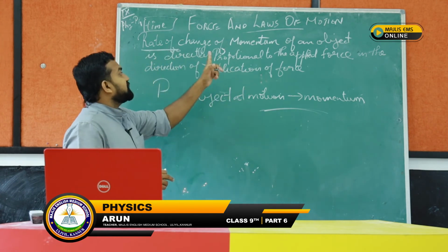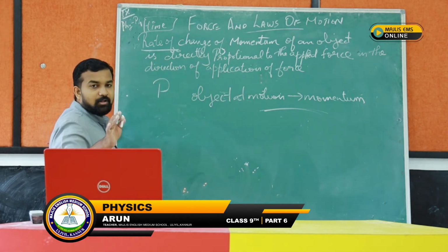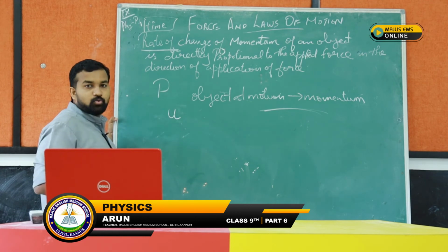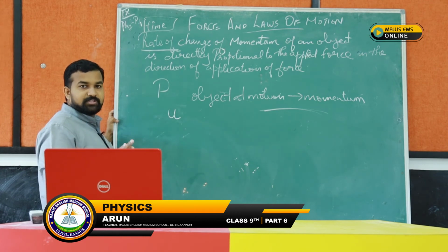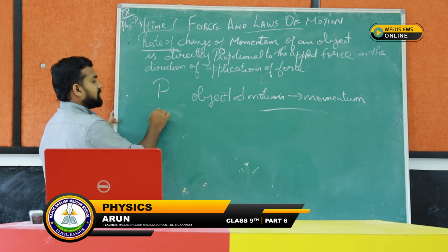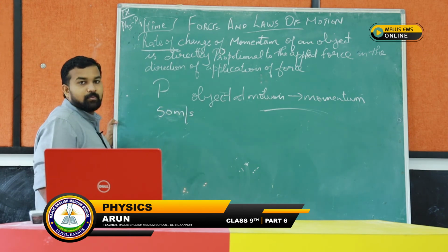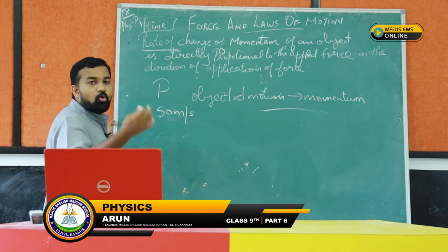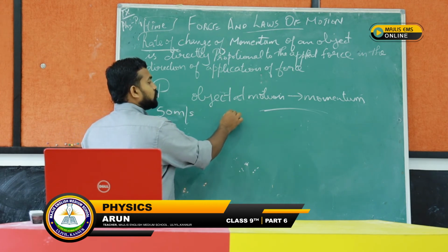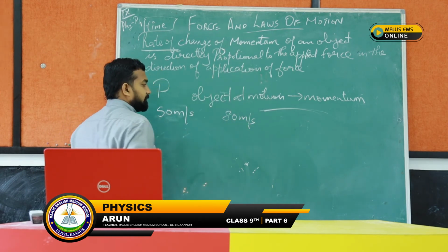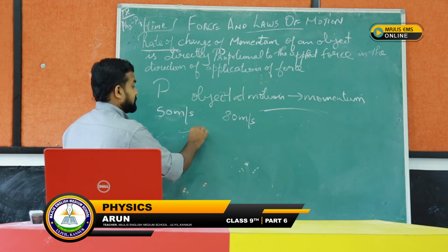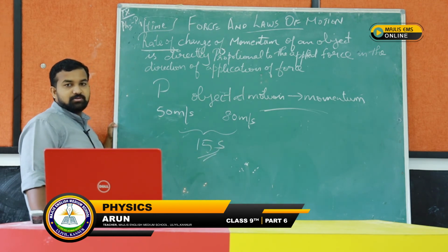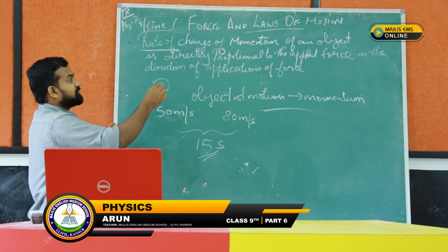So rate of change of momentum, for example, when the car was moving, it was moving with an initial velocity u, let it be 50 meter per second. Then the driver applied more force, and the speed increased to 80 meter per second in 15 seconds. So then what will be the change in momentum, the rate of change of momentum?